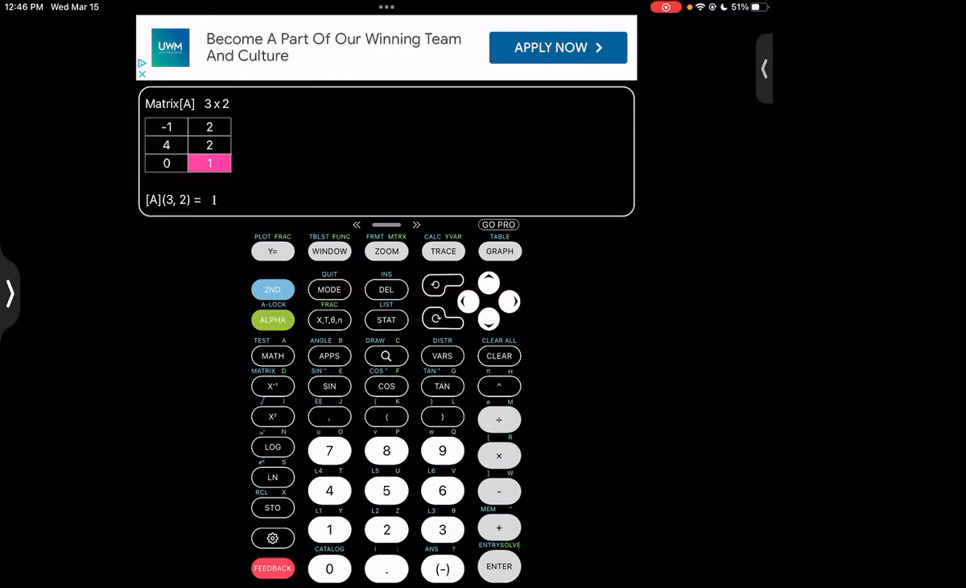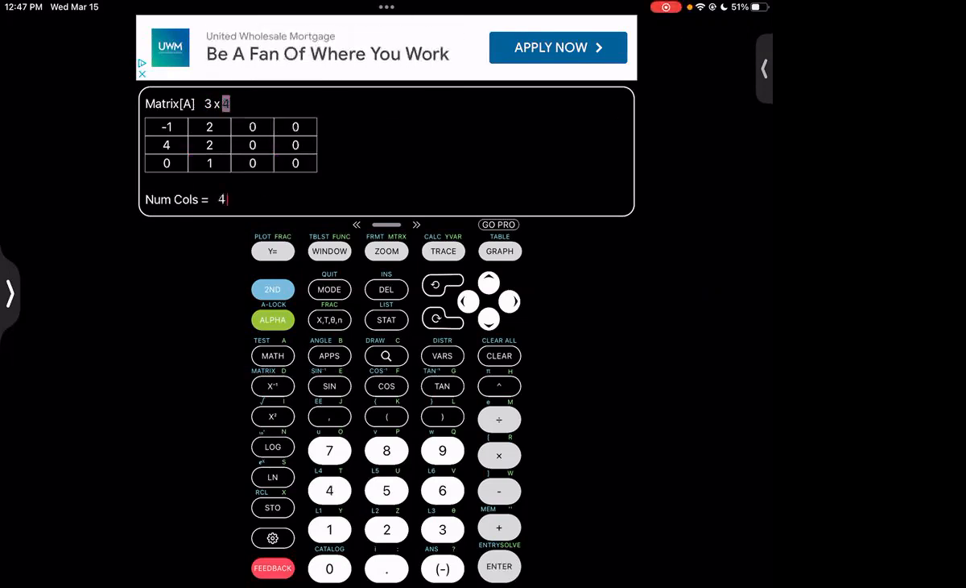What is the dimension of our augmented matrix? Look at your notes. How many rows, how many columns? Yeah, 3 by 4, right? So fix that: 3, enter, by 4. So it gives you more rows and columns now.